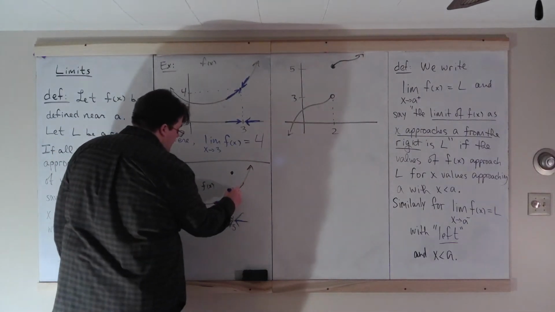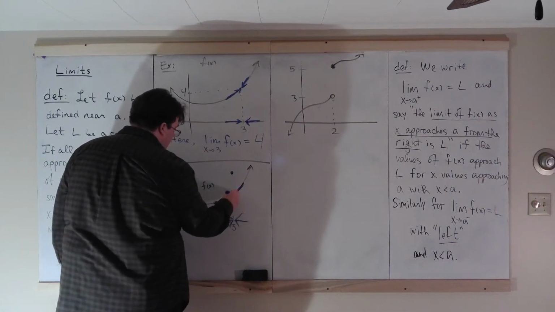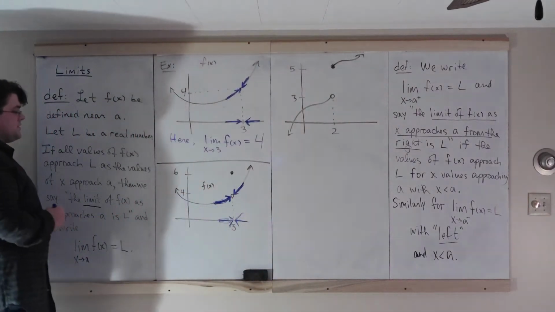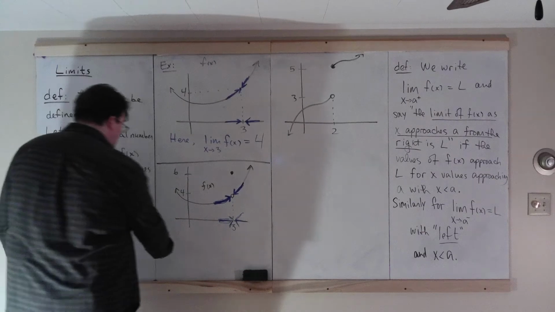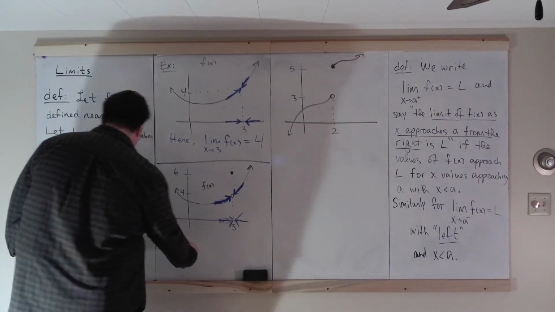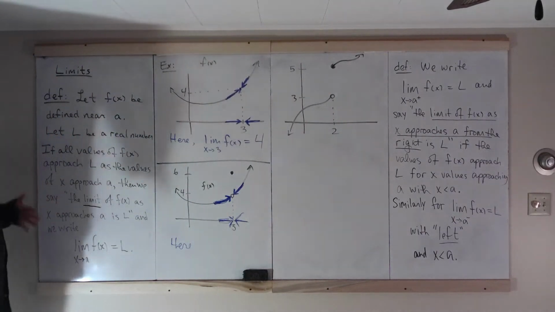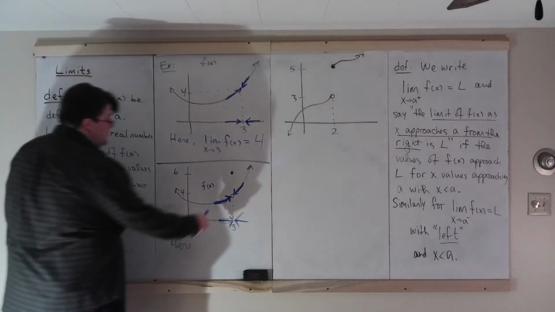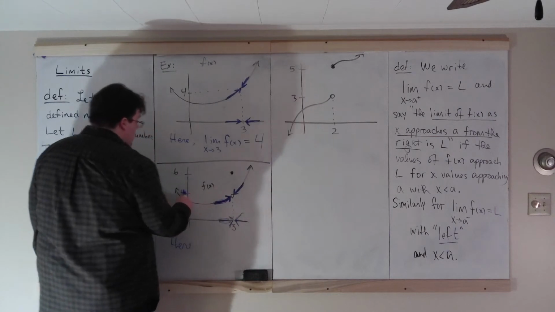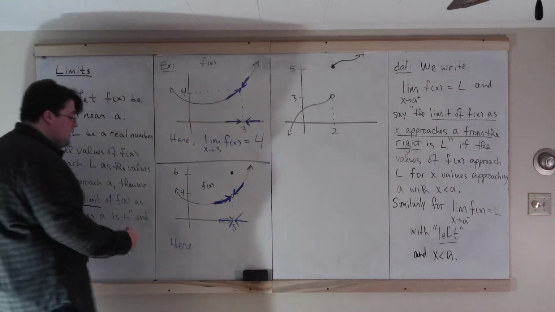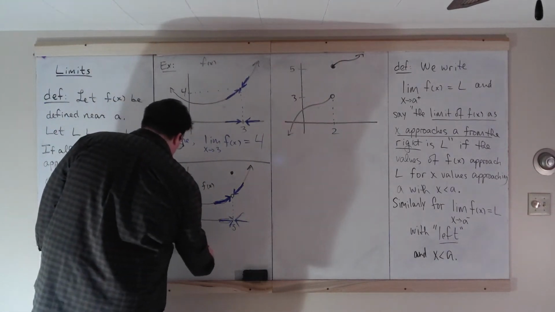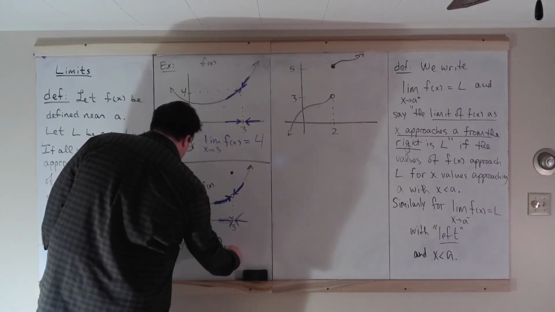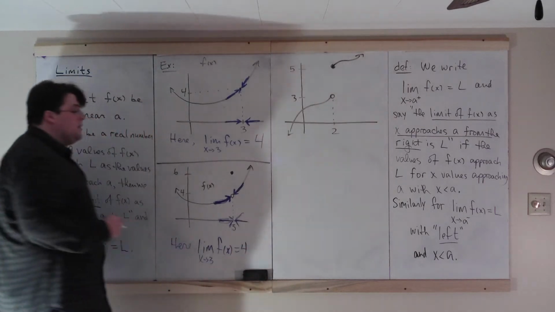On the other side, the function again approaches that open dot at 4. So here, we're looking at what the function does as x approaches 3. All function values as x approaches 3 are approaching this number 4. So here we say the limit as x approaches 3 of f of x equals 4.